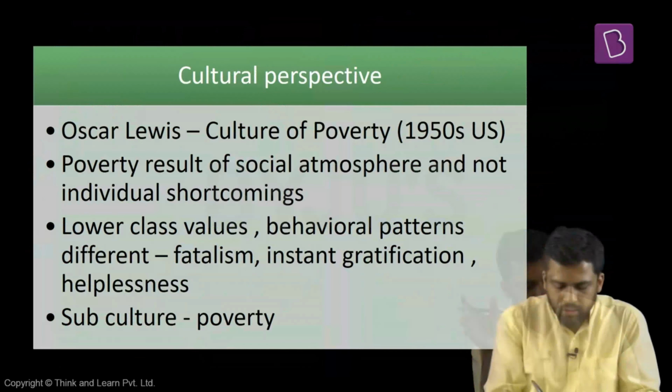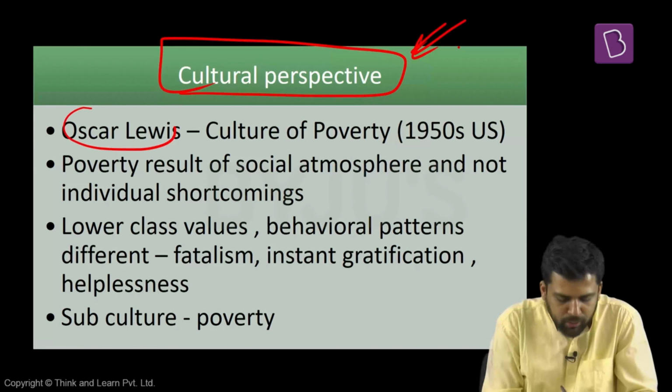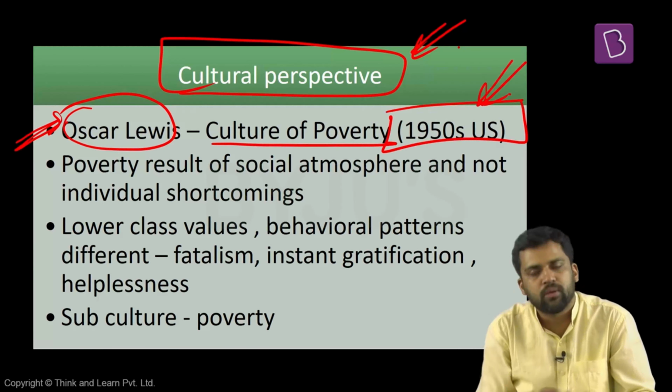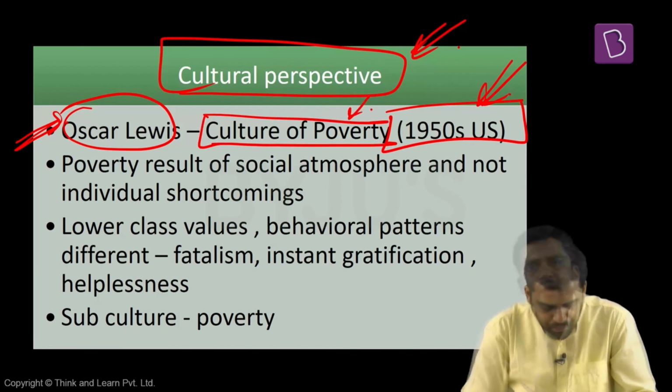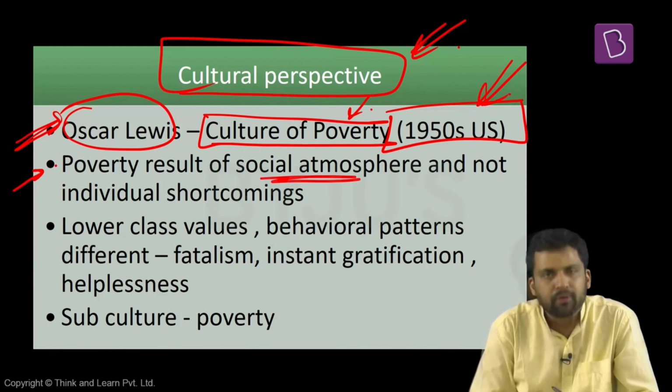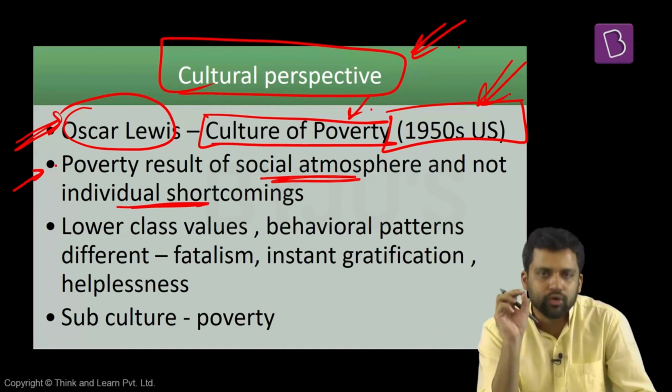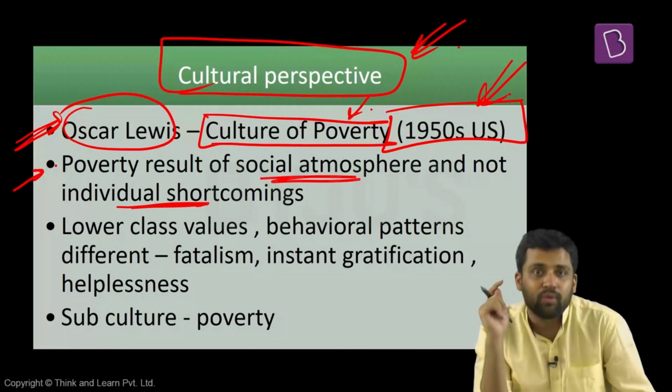There is another theory of poverty, the cultural perspective. This particular perspective has been provided by Oscar Lewis. Oscar Lewis talks about the culture of poverty. He studied the US in the 1950s, and from his observation, he comes to this conclusion. What is the meaning of culture of poverty? According to Oscar Lewis, poverty is a result of social atmosphere rather than individual shortcomings. The society is such that it perpetuates poverty. Poverty is not because of some shortcoming of an individual, but the society is such that it promotes poverty.